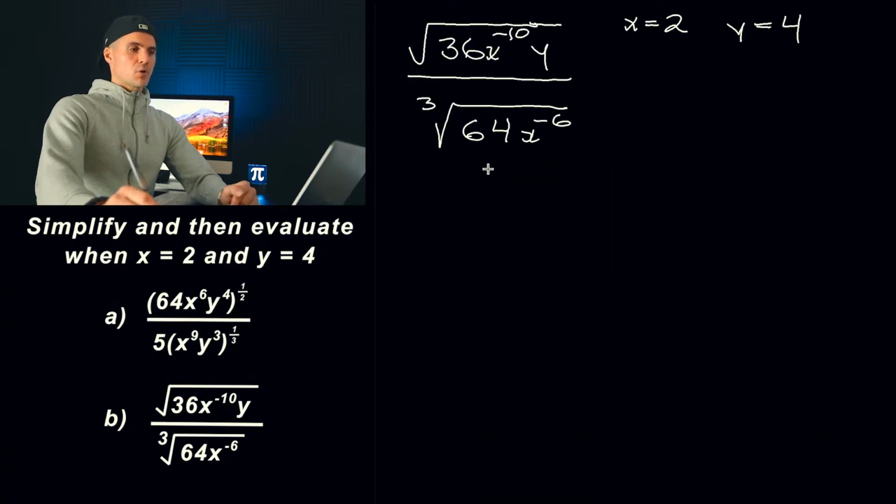And then moving on to part B, this one's a little bit more complex. We're dealing with some roots here, so we've got the square root of 36x to the negative 10 y times the third root of 64x to the negative 6. Now, as I mentioned, usually I look for negative exponents, which we have two of here, and then I like to switch them around. Problem is, I can't do that yet because it's under this root. This x to the negative 6 is under this third root, so we're going to have to simplify that first.